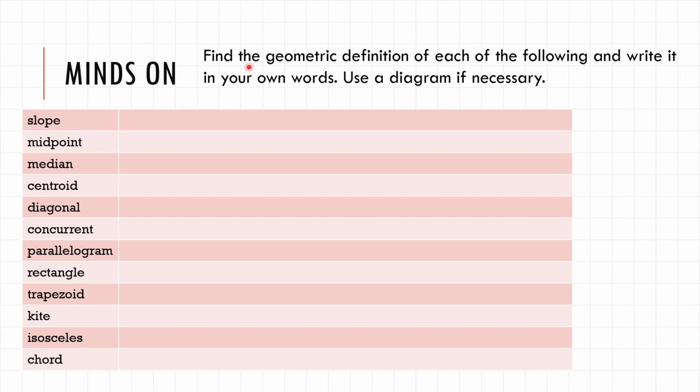And when I say geometric definition, that word there is not there by accident. There are some of these words, like median, that actually have a definition that is from data science. But we are looking specifically for the one that applies to geometry. Once you're done looking them up, and let's do this just one at a time, look up the definition of slope and then write it down in your own words. And that step is really important for helping you process the information. If you need to, please feel free to use a diagram.